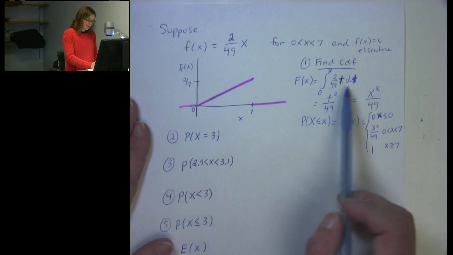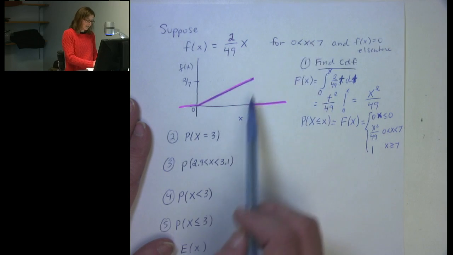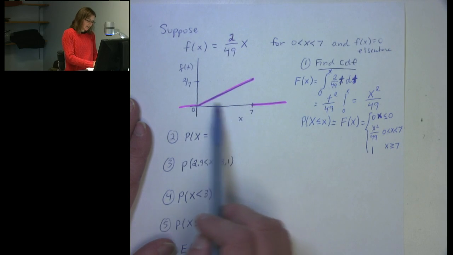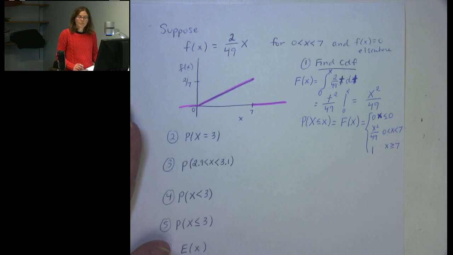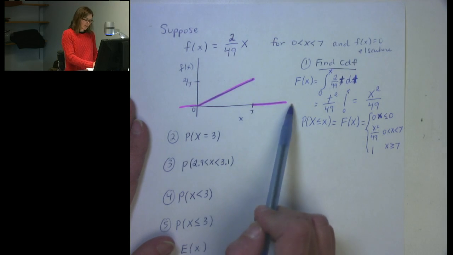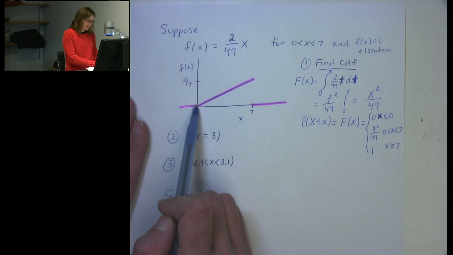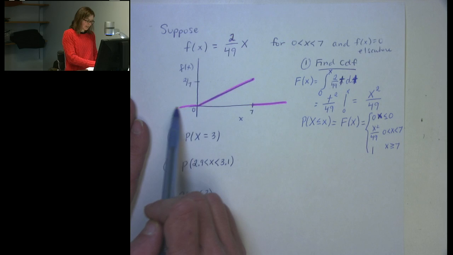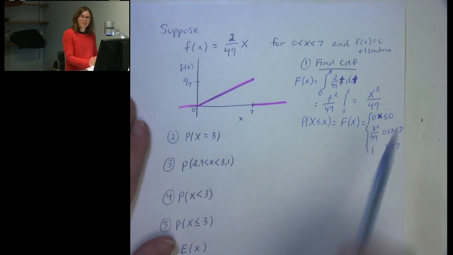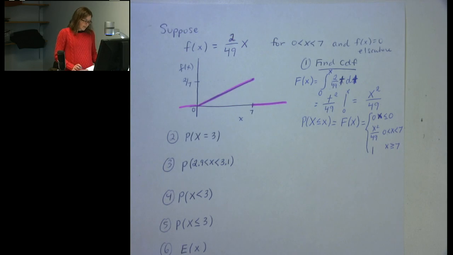Because I know that the total probability that my random variable takes on a value less than 7 has to be equal to 1, because it can't take on any values larger. And similarly, it can't take any values less than 0, so the probability that it takes on a value less than some number that's less than 0 is also going to be 0, which is how I got this first condition. Okay, so there's my cumulative distribution function.